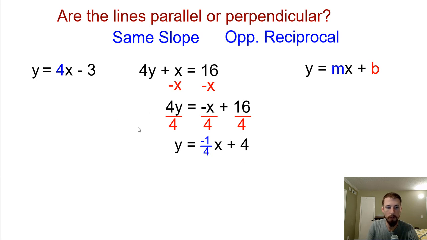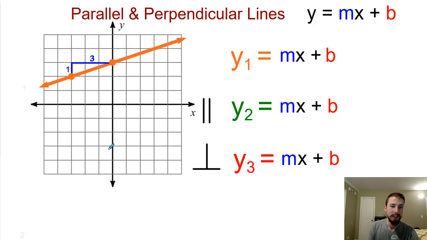Now these two, 4 and negative 1/4, are indeed opposite reciprocals, right? From positive 4 to negative 1/4, it's a reciprocal, because if we do 4 over 1, the reciprocal of that would be 1/4. So these are opposite reciprocals, meaning they are perpendicular lines, and if I graphed them out, they would look something like this, except they're going to intersect at right angles. This is terrible.